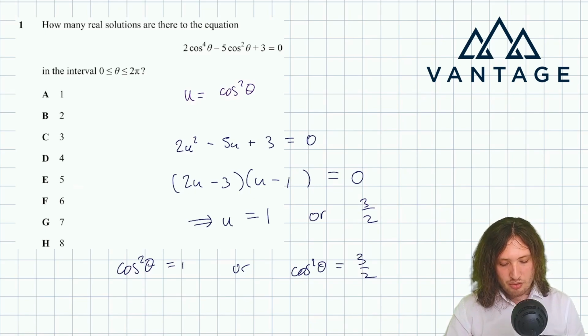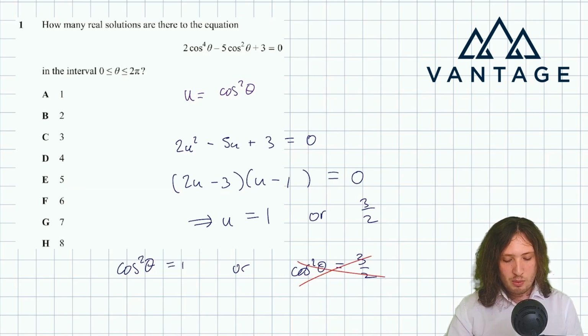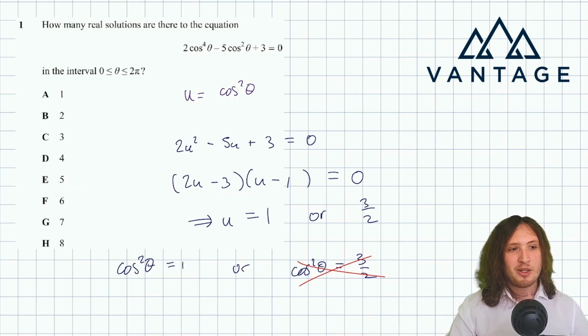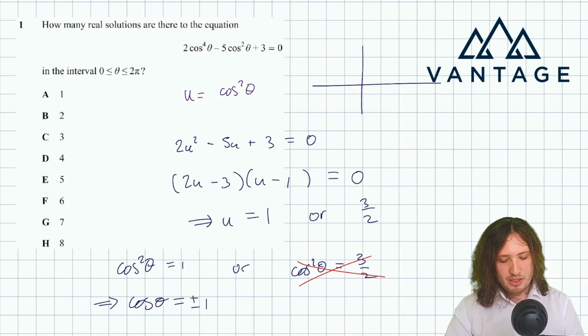This we can see straight away, the cos squared theta equals 3 over 2, we can discard, because cos is always between minus 1 and 1, so there's no way we can have a cos squaring to give something bigger than 1. So we see that what we want is for cos squared theta to be 1. That means cos theta has got to be plus or minus 1, and if in doubt, we can count the number of solutions to that from a quick sketch of the cosine graph from 0 to 2 pi.